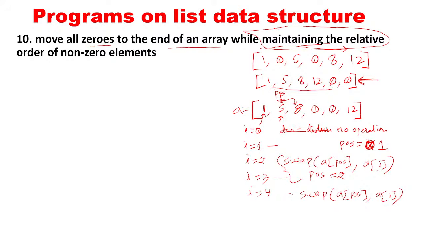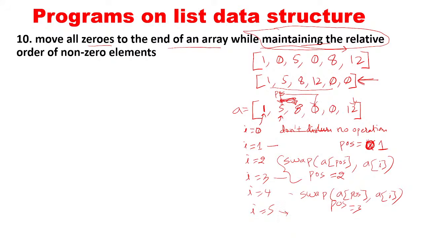Then what happens? You need to increment the swap value or position value. So position should become 3 plus 1. Okay, so position comes here. This is the position where the next non-zero element is to be swapped. So the next I value becomes 5 here. Is it a non-zero number? Yes, non-zero number means again swap here.